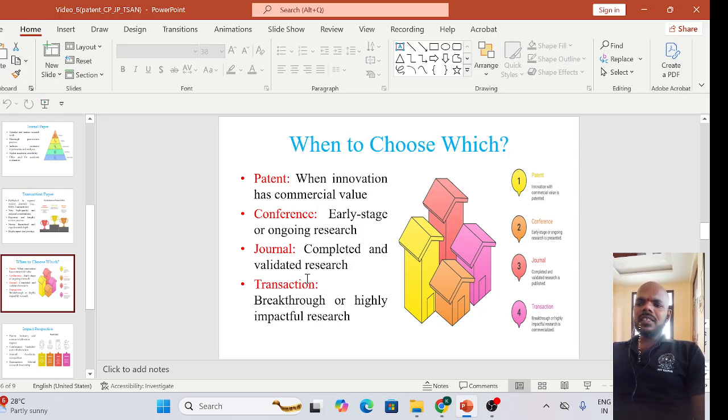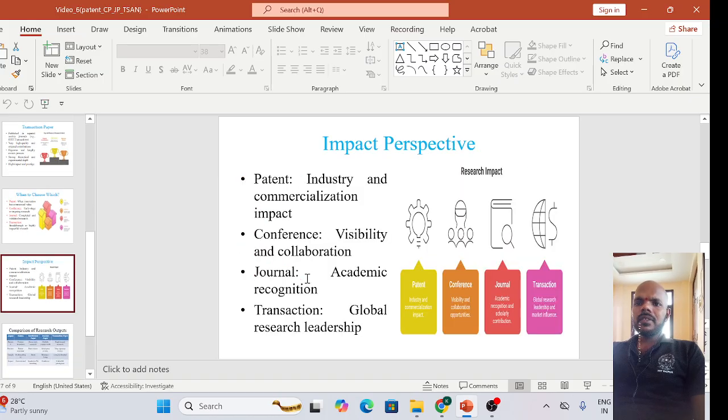So next one is a transaction paper, breakthrough highly impactful research, right? So it means that if you have a very novel idea which is a breakthrough and you feel that it will be very impactful, then you may go for this kind of transaction paper, right?